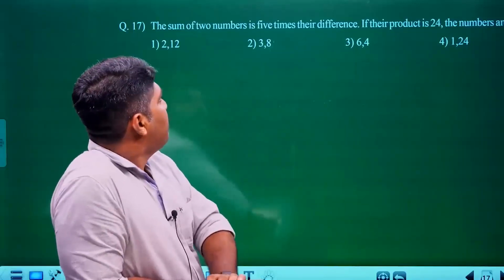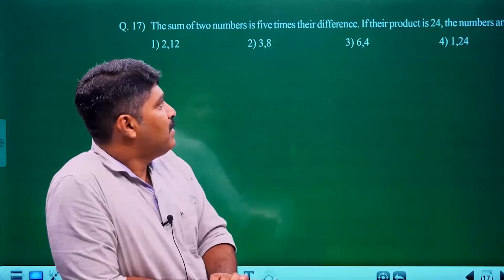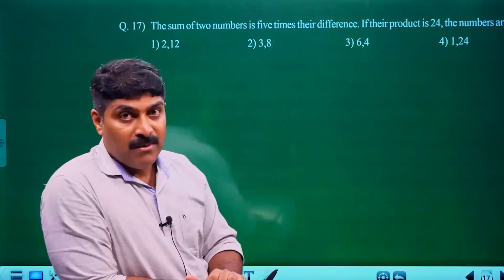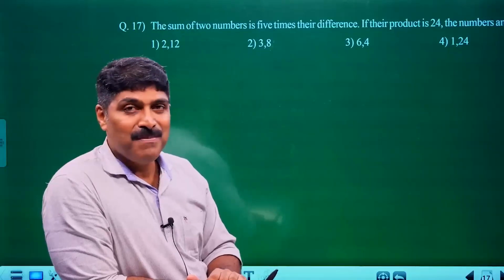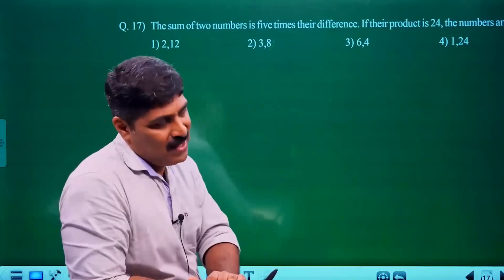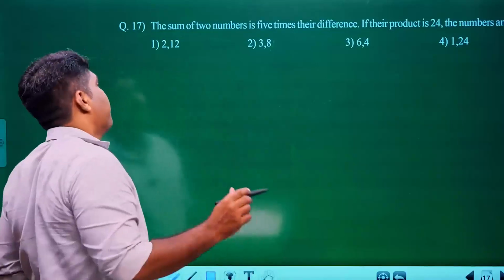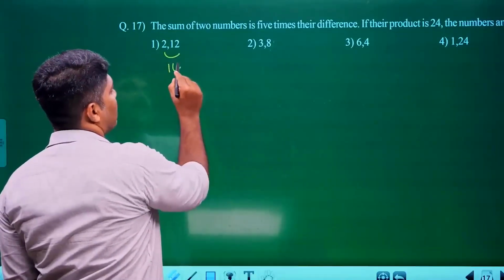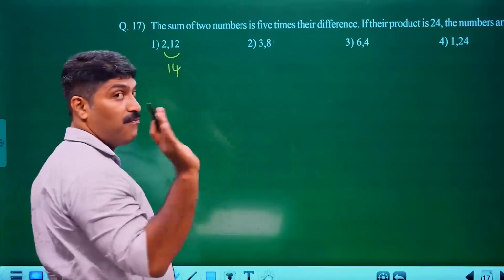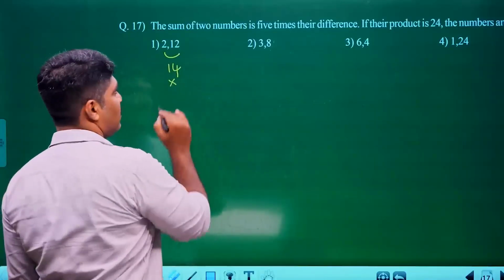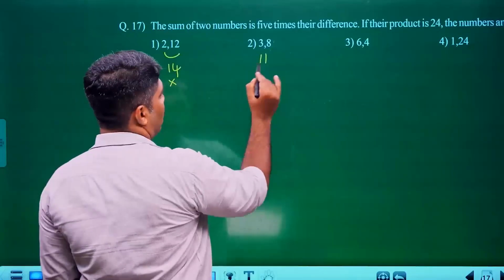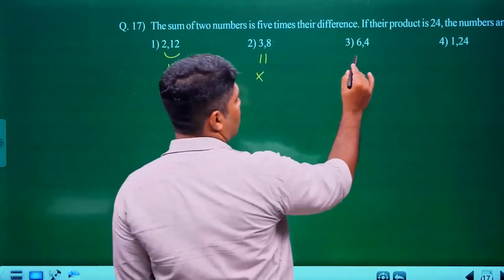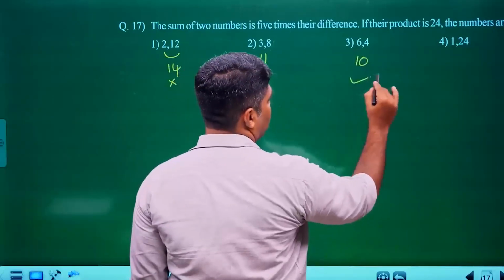The sum of the two numbers is 5 times the difference. That's a simple logic. The sum of those two numbers must be at least a multiple of 5. So here we just consider, what's the sum of these two values? This is 14. It's not a multiple of 5. So therefore this is not the answer. What about this one? 11. It's again not a multiple of 5. So what about this one? This is 10. It's a multiple of 5.